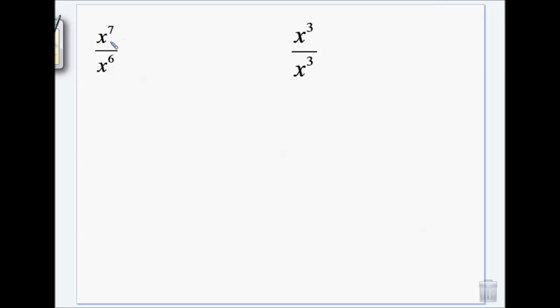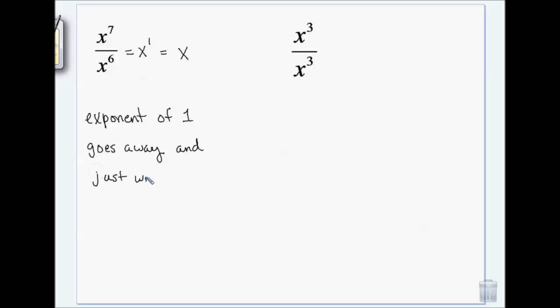Okay, when I have a situation like this, x to the 7th over x to the 6th, that's x to the 1. But we don't really write an exponent of 1. So anytime you get x to the 1, it's just x, or anything to the 1 is just itself, because that literally means you have 1 x. So you just write x, right?